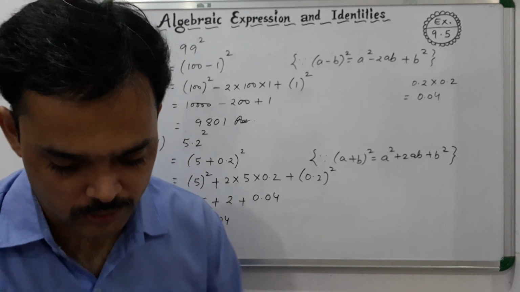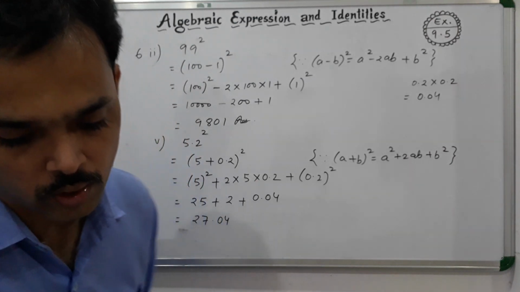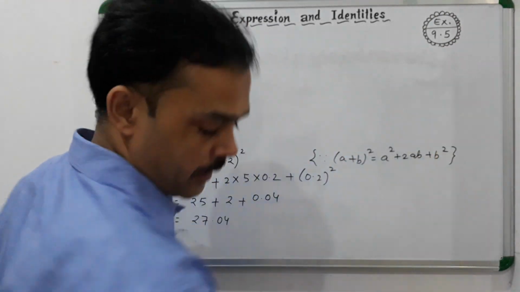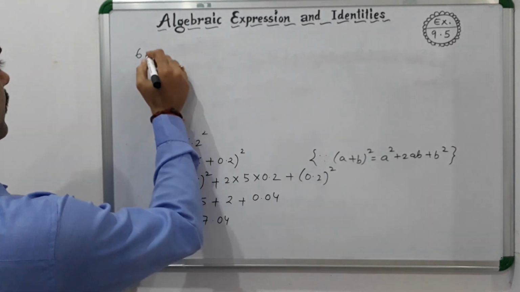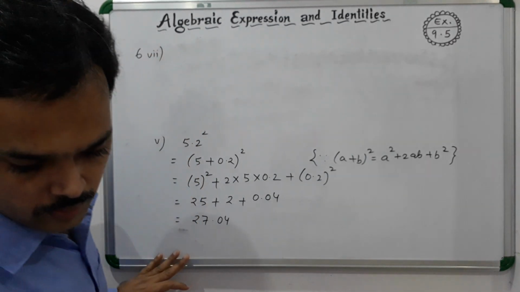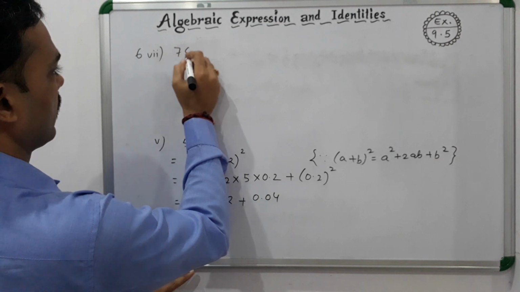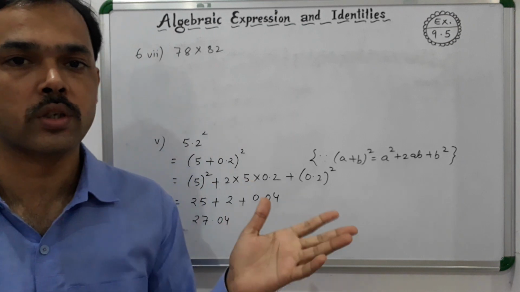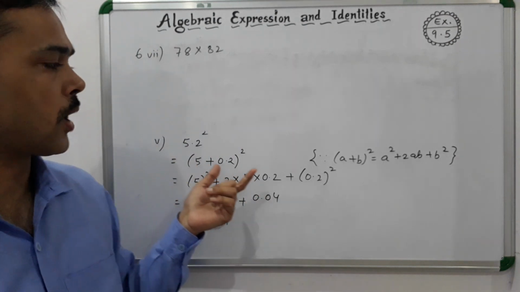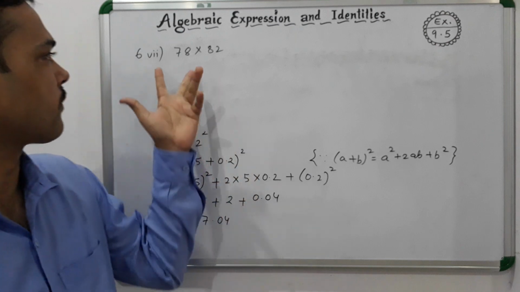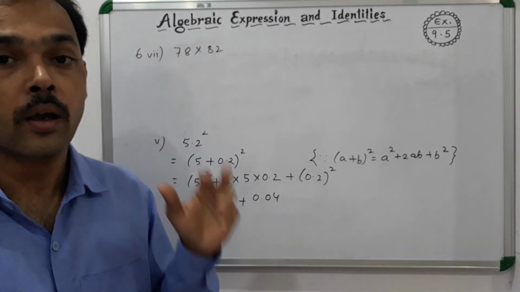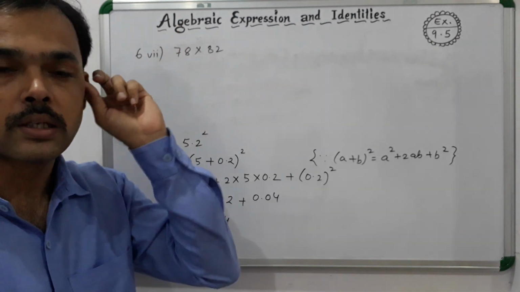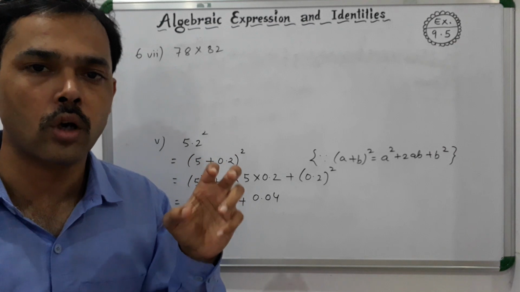Once you have done the fifth part, now let us move on to the seventh part. What is mentioned in the seventh part is 78 into 82. In the first question that we did, it was a minus b whole square. In this, do we find the same thing happening here? No. What you observe here is that this is 78 and this is 82. Do you observe something?